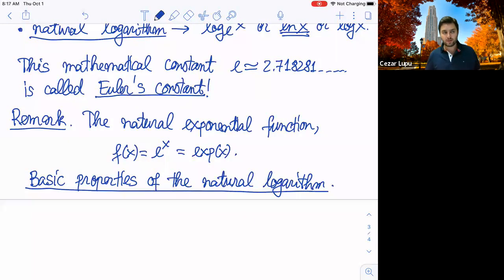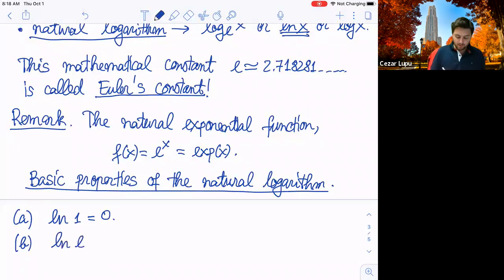I want to stress this out. These are very, very important properties because in what follows you need to know how to operate with logarithms, how to add logarithms, how to change base, and so on. The first property is that ln of 1, so log in base e of 1, will always be 0. That's always the case. B, ln of e, so the natural log in base e of e, will be 1.